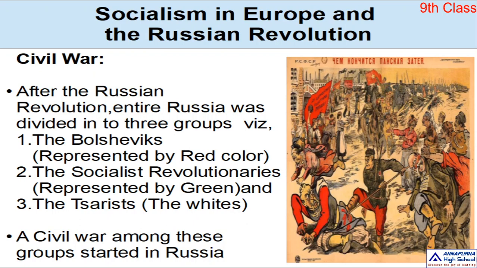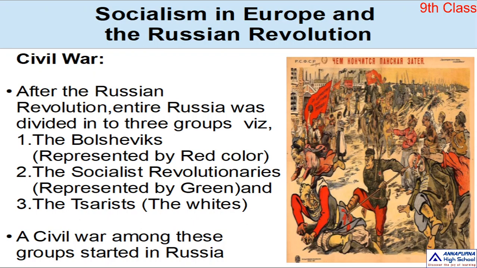And as a result, these three groups began to fight against each other, and that is called a civil war, my dear. A civil war among these groups started in Russia. They began to fight among themselves, and that is called a civil war.